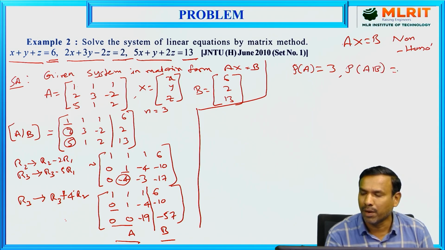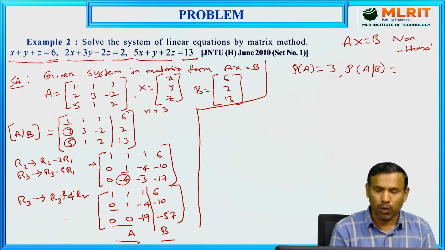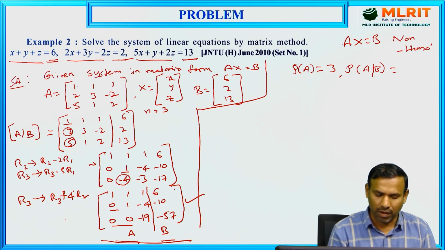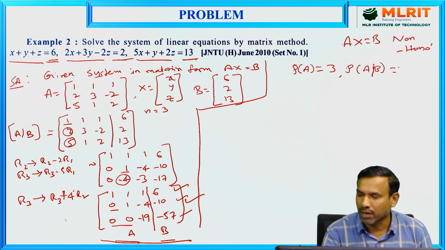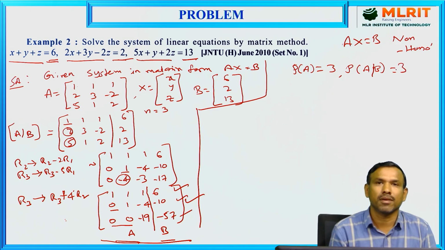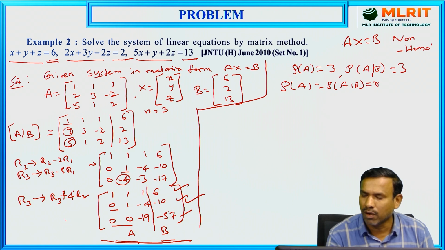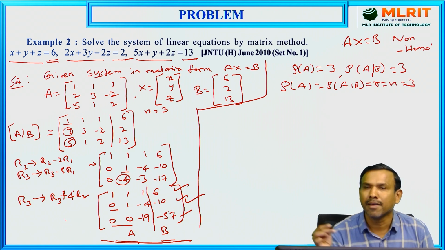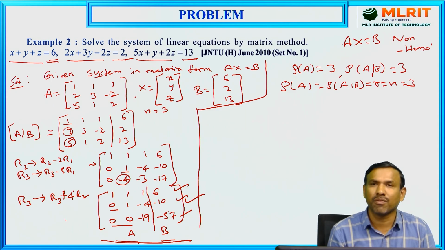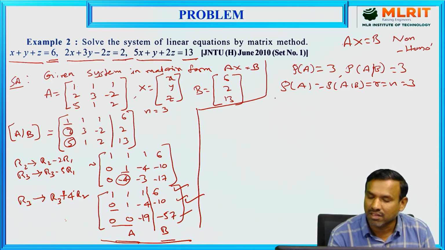Rank of A by B, the whole matrix, this complete matrix, also has number of non-zero rows 1, 2, 3, that is also 3, and unknowns also 3, right? So, clearly rank of A is equal to rank of A by B is equal to n is equal to 3. All are equal, so what type of solution exists? The system will have a unique solution.